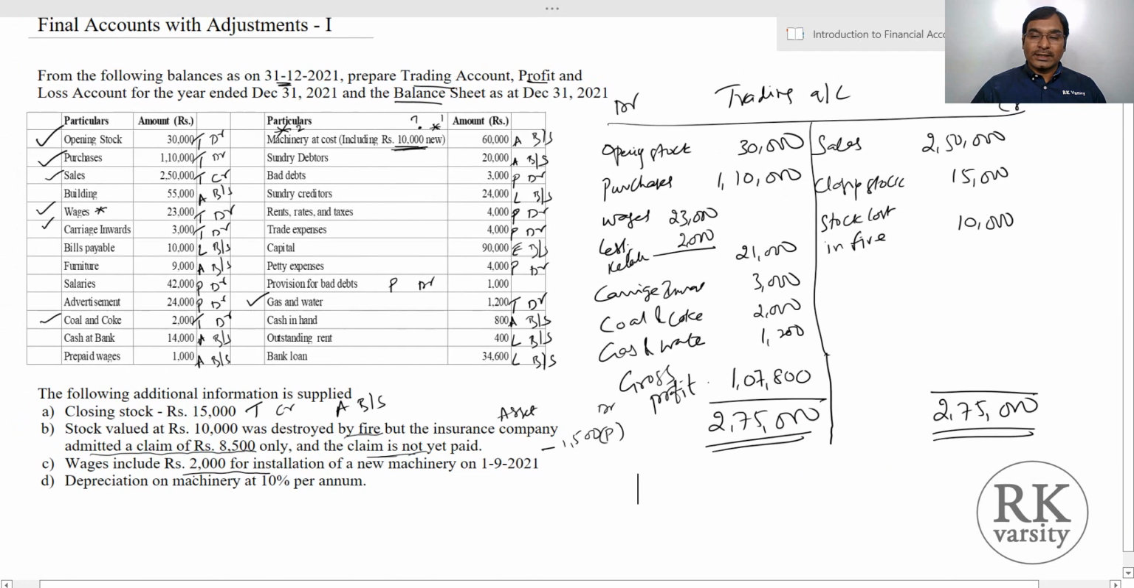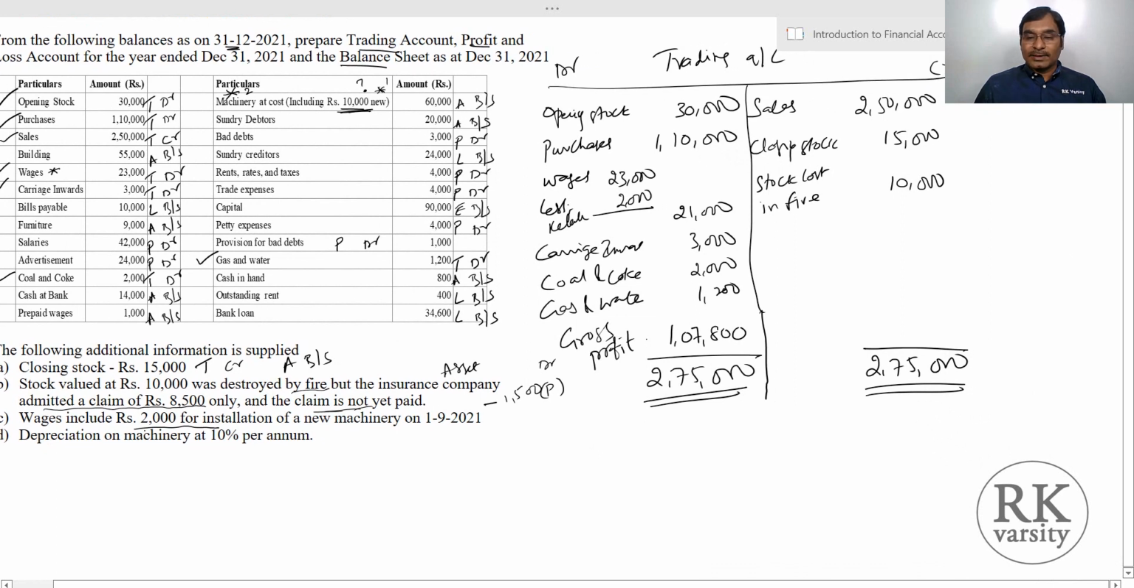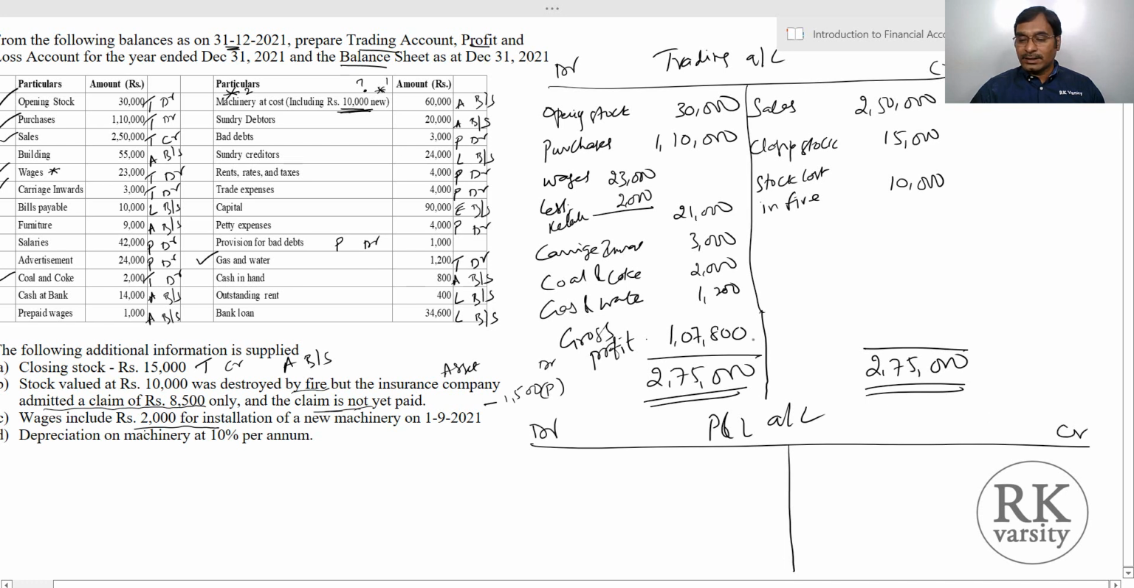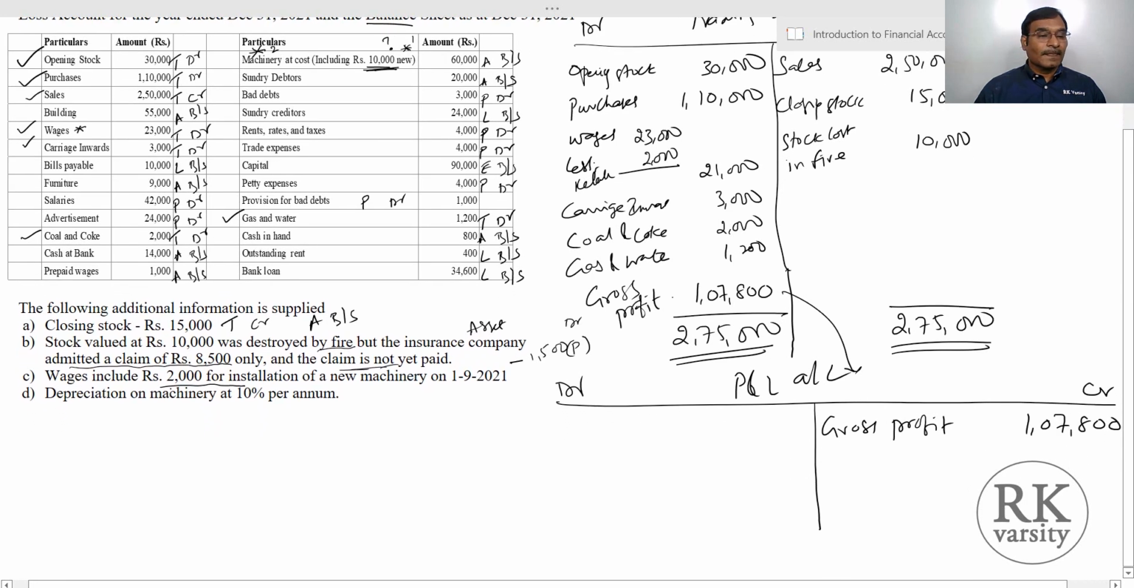Now once you are done with your gross profit, then we'll prepare a profit and loss account. So again, this is your debit side and credit side. First we'll bring our gross profit here. Gross profit is 1,07,800, and we'll verify any item on the profit and loss account credit side. That is other income, if there is any. No. So we have only the expenses side. We look at the profit and loss account.